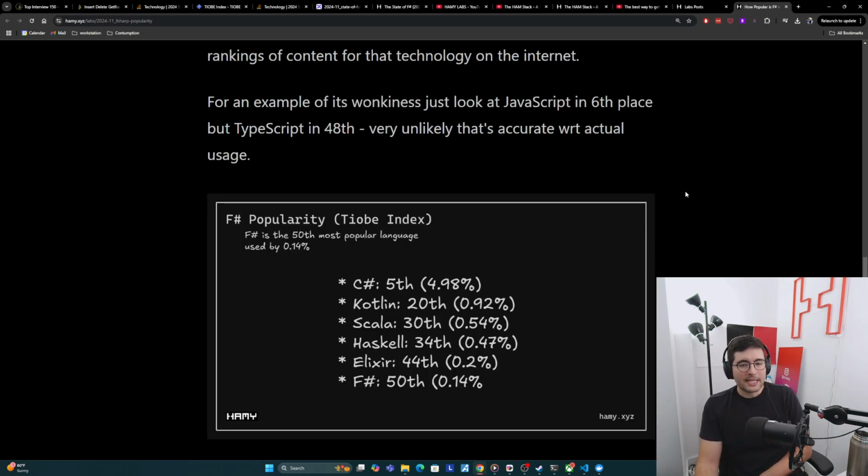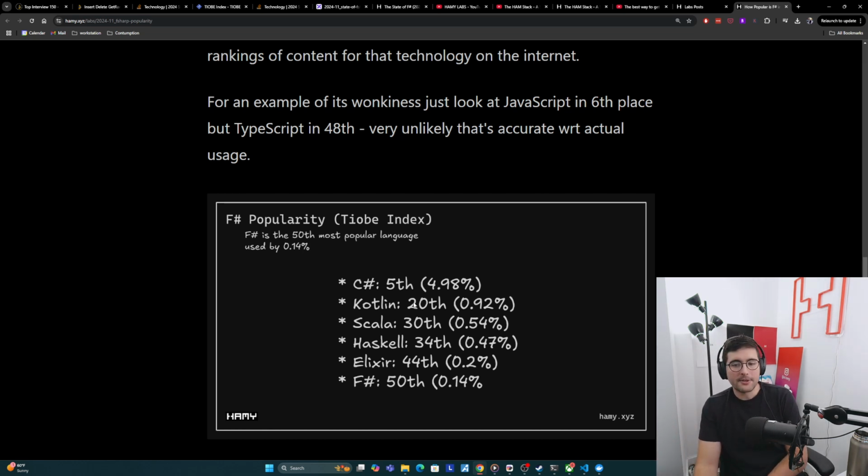And so if we look at the popularity for the Tiobe index, we see that F# comes in as 50th most popular language, used by 0.14%. It's kind of just the ratings. Content share is probably a better term for this, but you know, it's trying to rank popularity based on content.